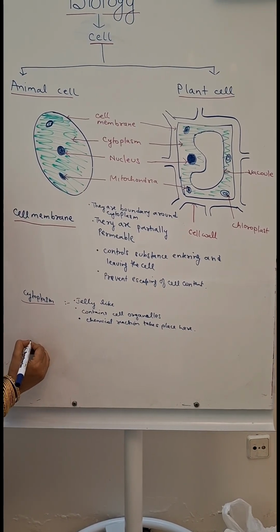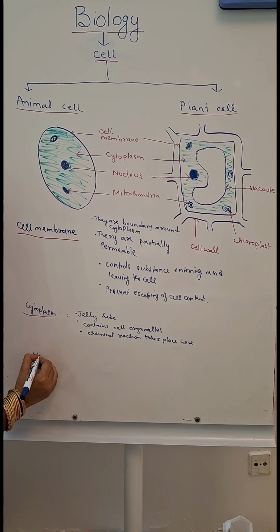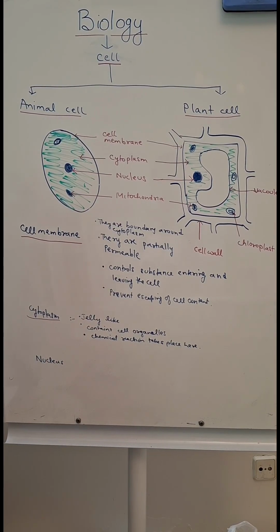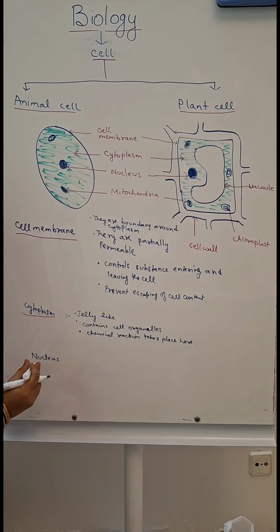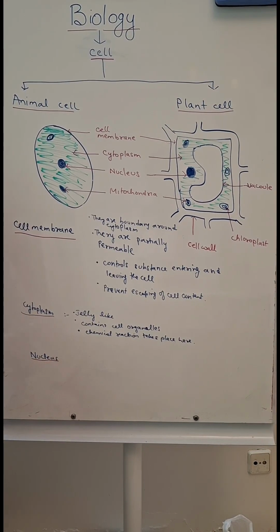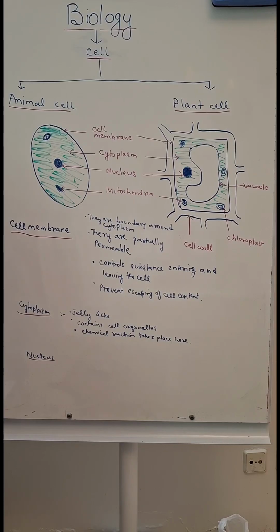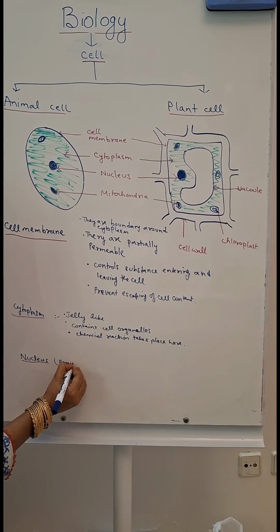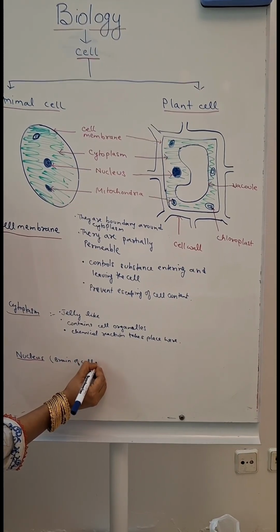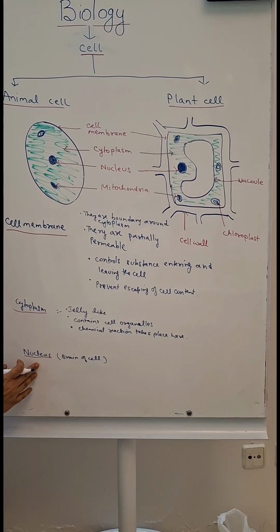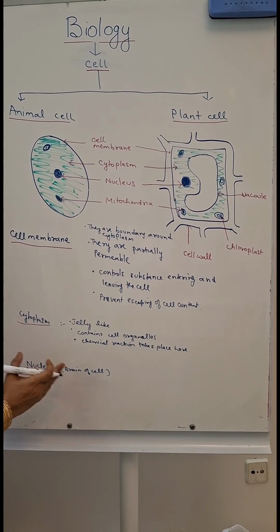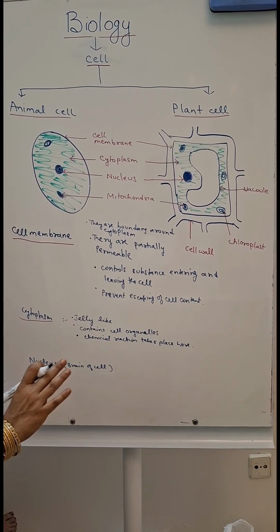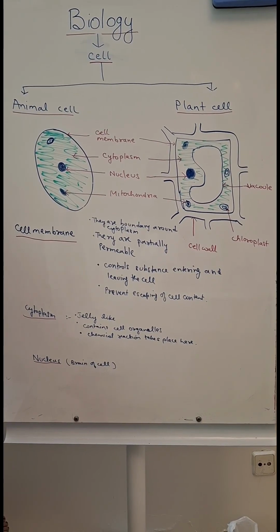Now the third thing is the nucleus. The nucleus is a very important cell structure. It is such an important cell structure that it is called the brain of the cell. Now, why is it called the brain of the cell? Because it controls all the things happening in the cell. The nucleus is controlling all the things happening in the cell.